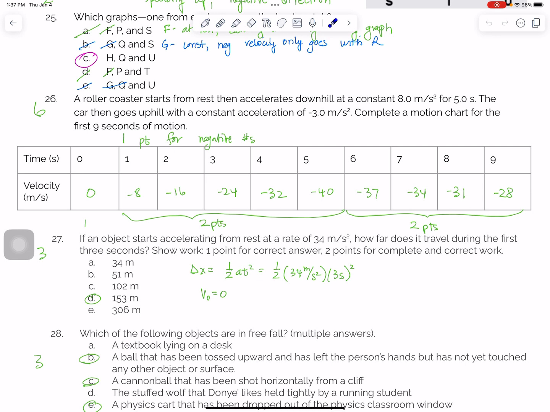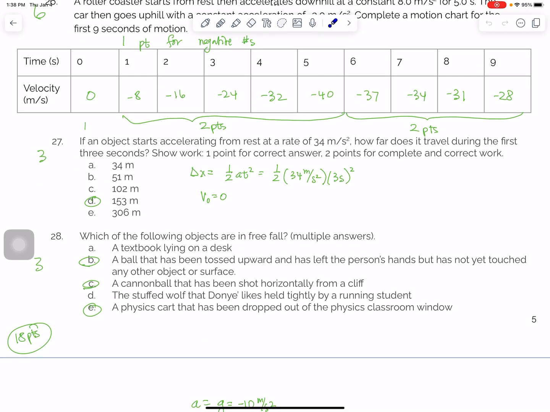And then it goes uphill with a constant acceleration of -3 meters per second squared. The thing to recognize on this is that going downhill had the opposite sign of this, and so I had 8 and then -3, and so the numbers had to get smaller. So I went from -40 meters per second to -37, -34, -31, -28. Again, 2 points for the correct answer.